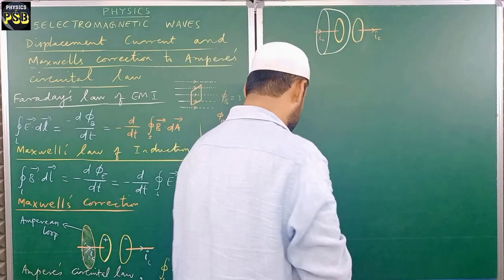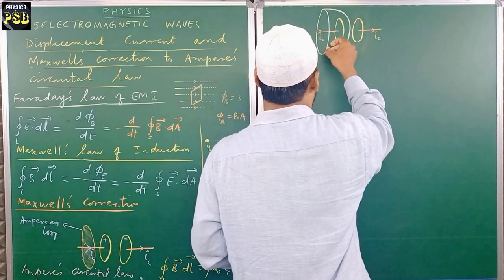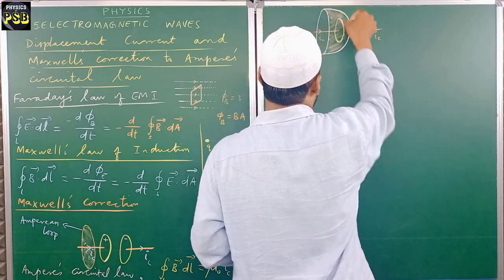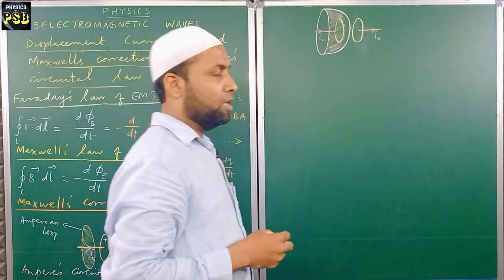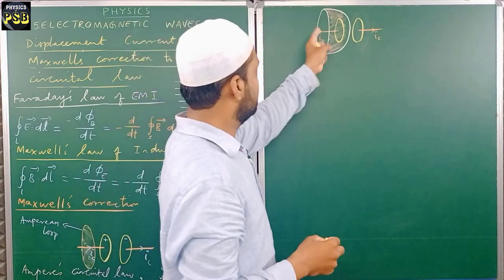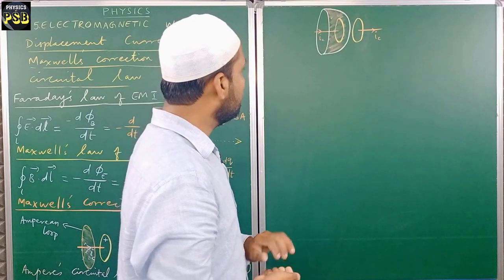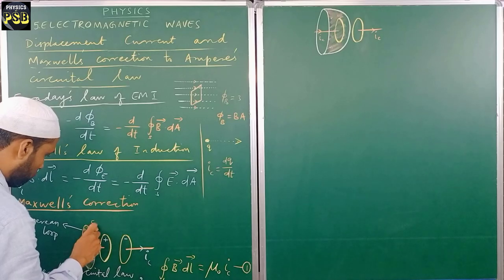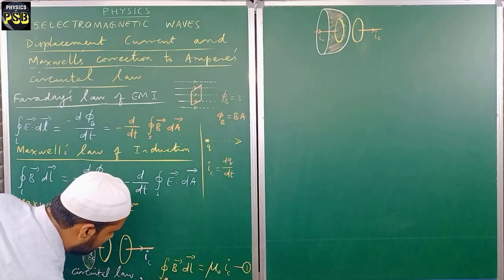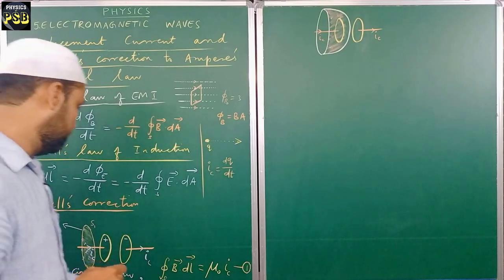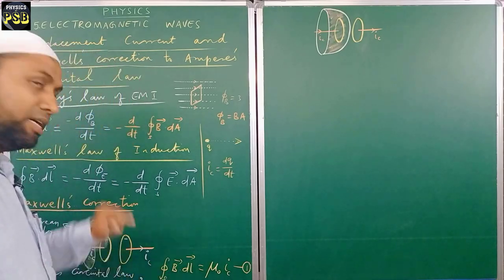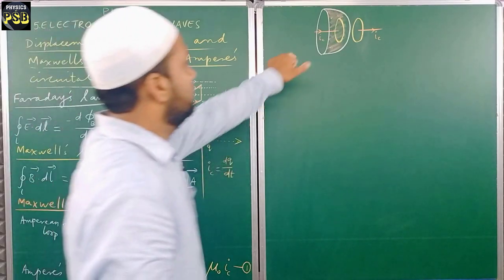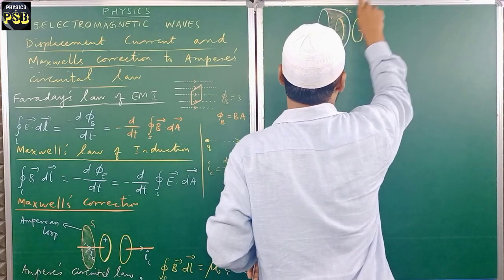This is the surface of this Amperian loop, which covers this portion. Now, if you look at the boundary of this surface, I name this one as S1. So it is not L here, it is S1. So the surface integral of B. I said line integral, it's not line integral, it is surface integral. And this surface is S1. Here I name this surface as S2.